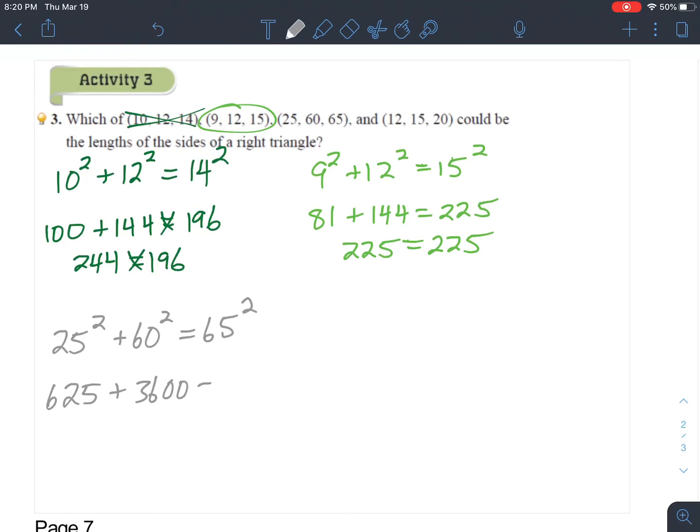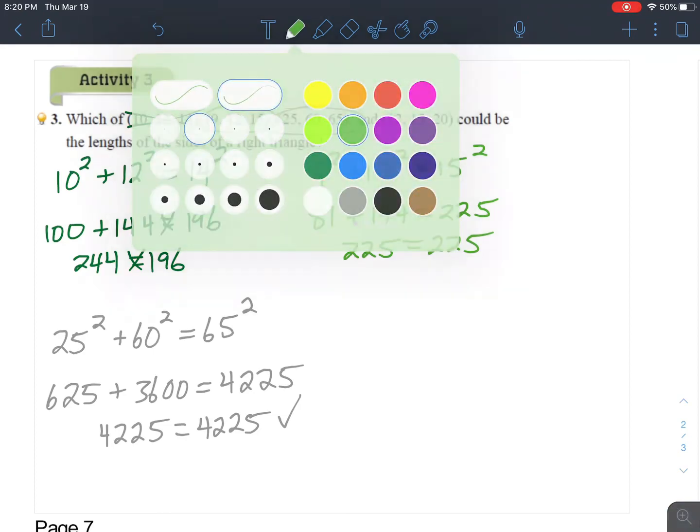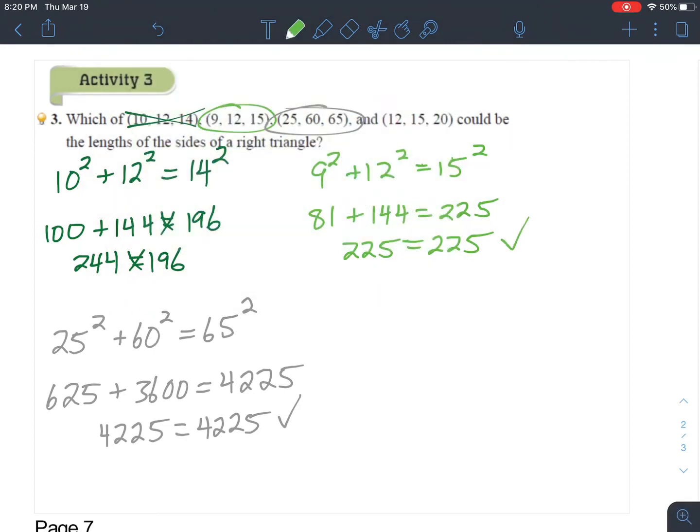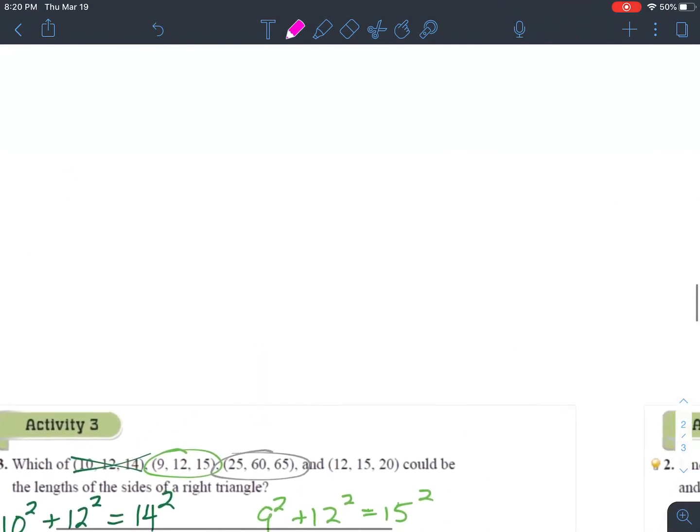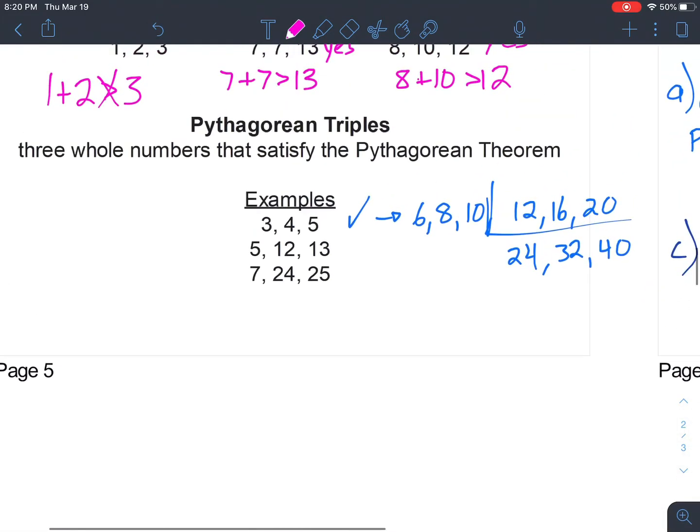So 25 squared is 625. 60 squared, 3600. And then I actually don't know 65 squared off the top of my head, so I'm going to check that. And that is 4,225. And if we add those together, those do end up being the same. So yes, that one is going to be making a right triangle.